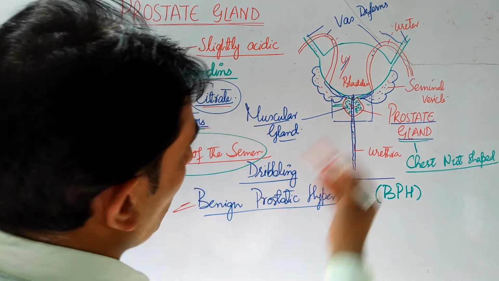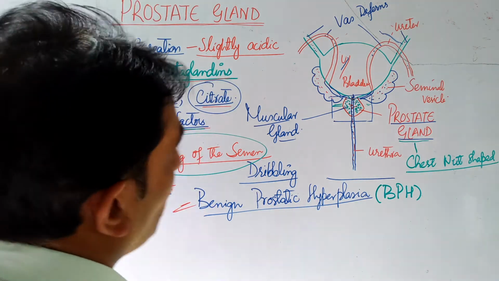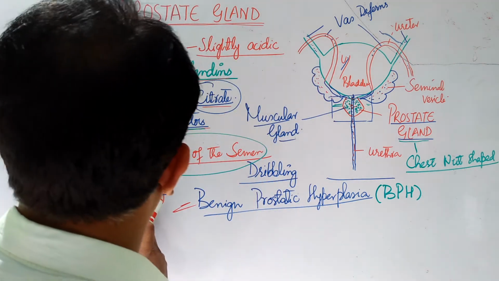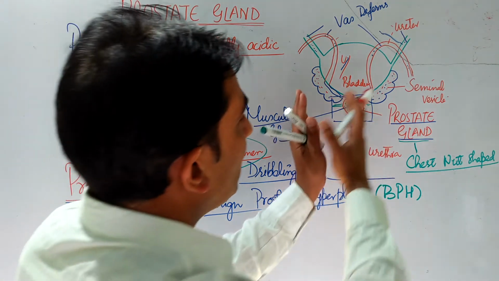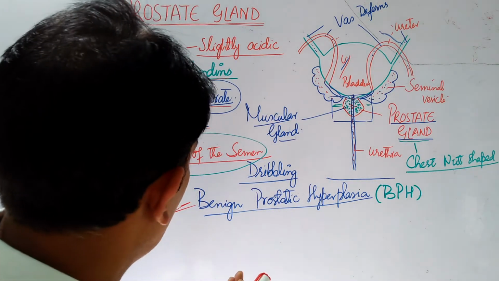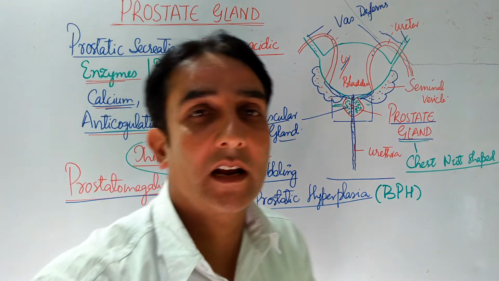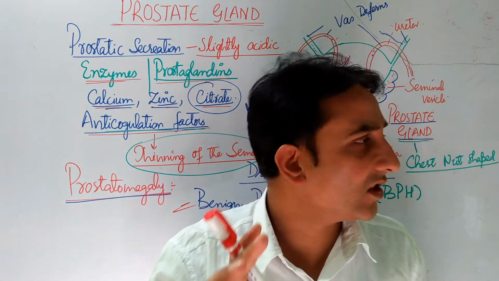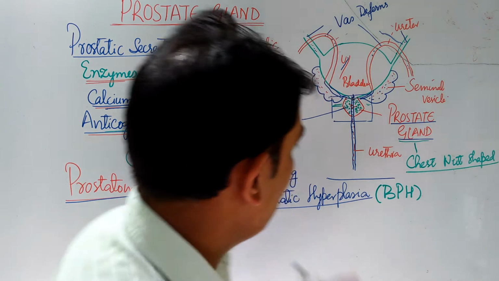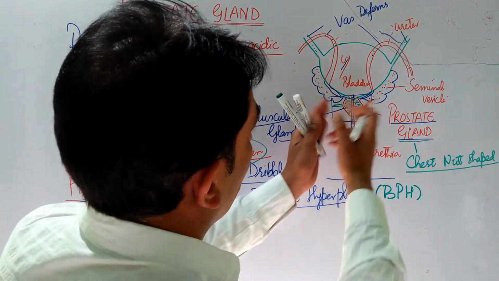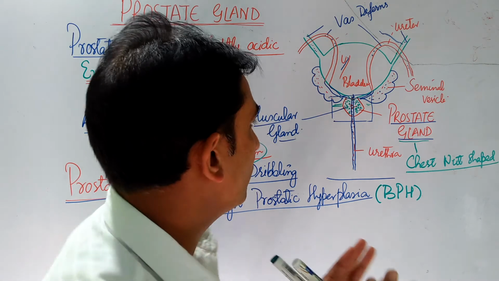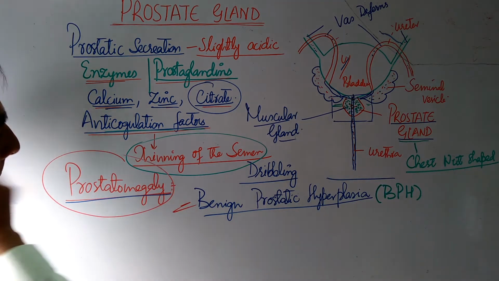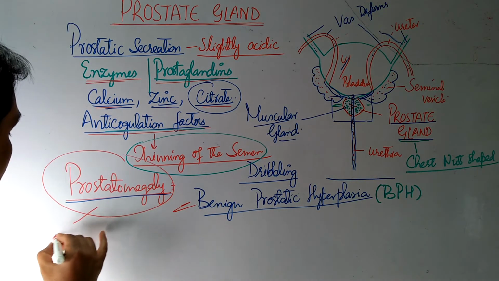Sometimes this prostate gland undergoes enlargement, which we call prostatomegaly. Sometimes it undergoes enlargement in old age, and that very condition is known as prostatomegaly. There are many reasons for the enlargement of the prostate gland, but one major reason is benign prostatic hyperplasia. What happens in benign prostatic hyperplasia? It is basically a type of cancer of the prostate gland in which cancerous growths occur in the prostate, but they are benign growths, and which lead to the enlargement of the prostate gland, which we call prostatomegaly.